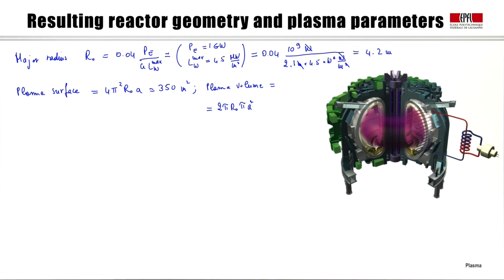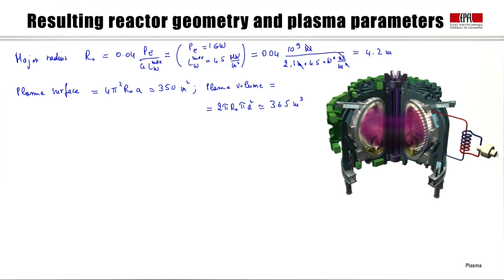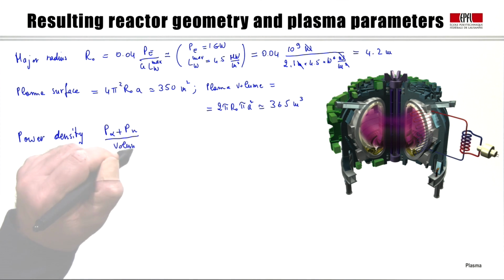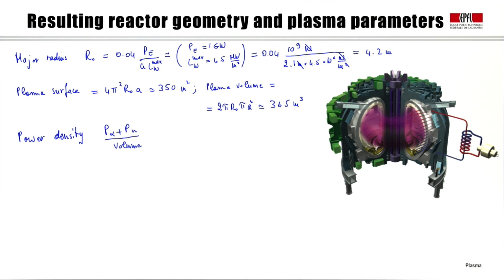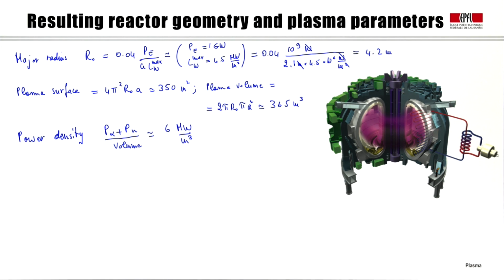It's interesting also to evaluate the plasma volume. It's 2 pi R0 times pi A squared. That's about 365 cubic meters. So what's the power density in such a plasma? That's the power in the alphas plus the power in the neutrons divided by the volume. If I put in the numbers, I obtain something like 6 megawatts per cubic meter.